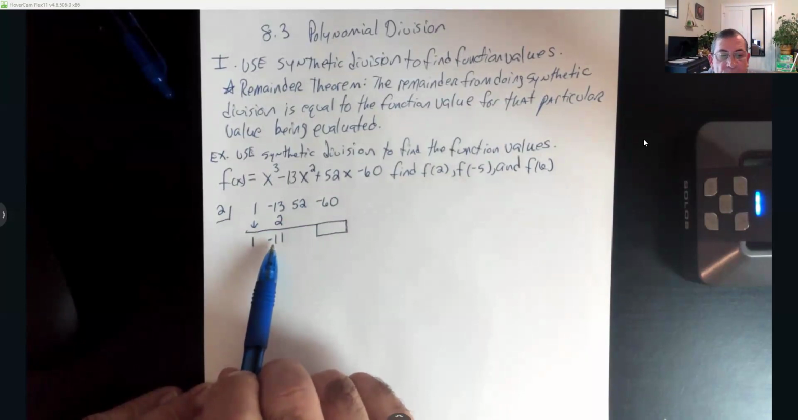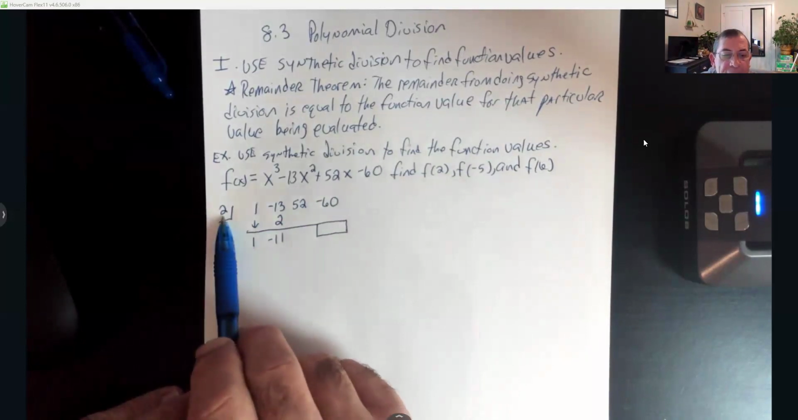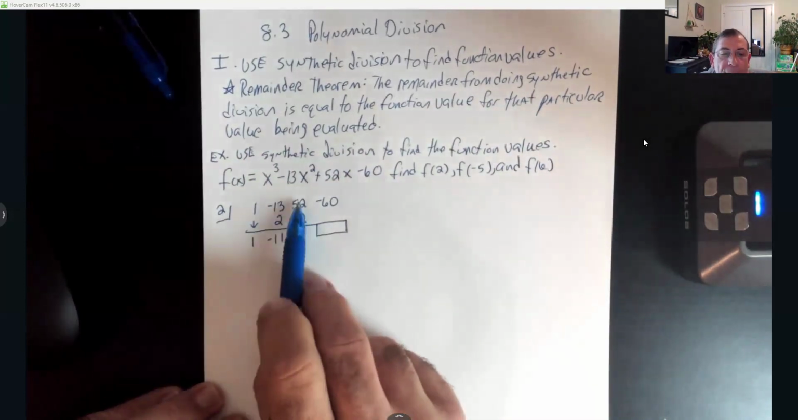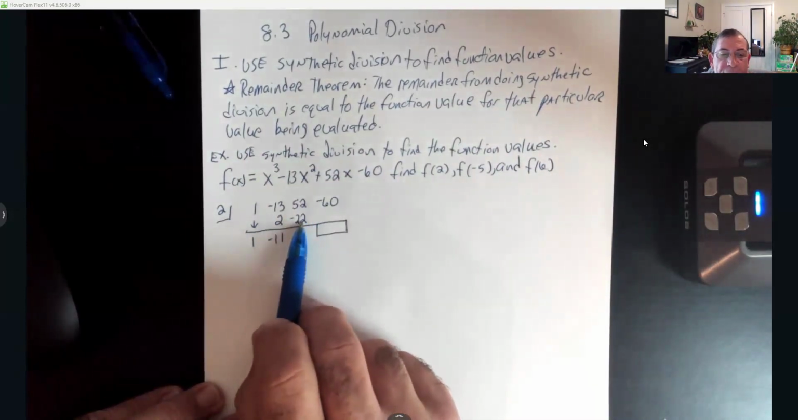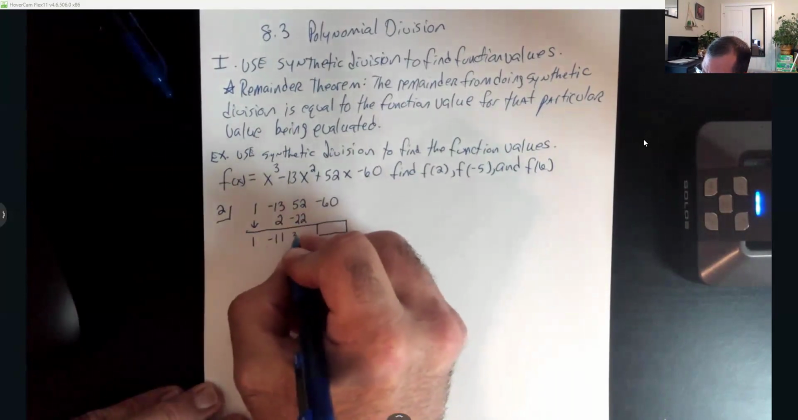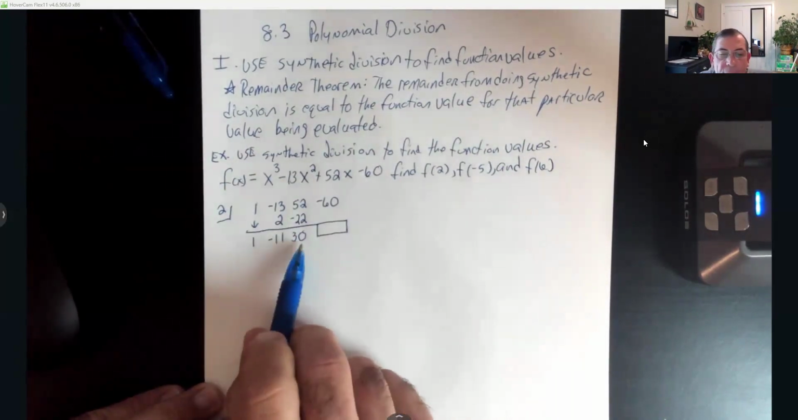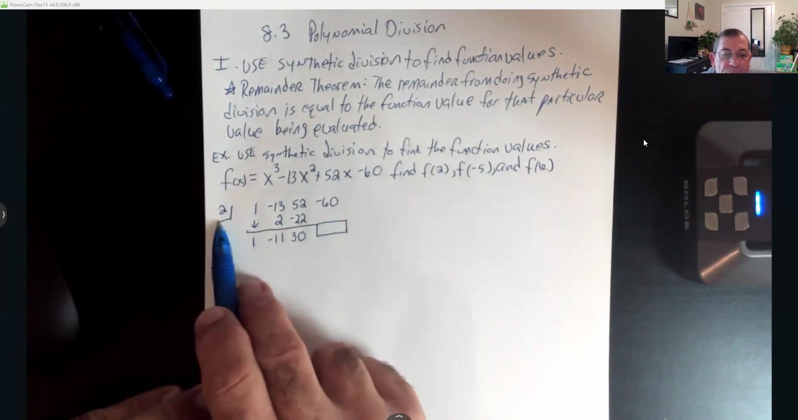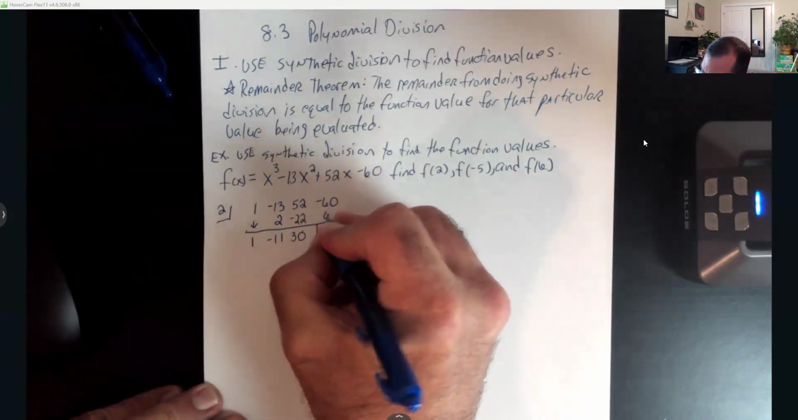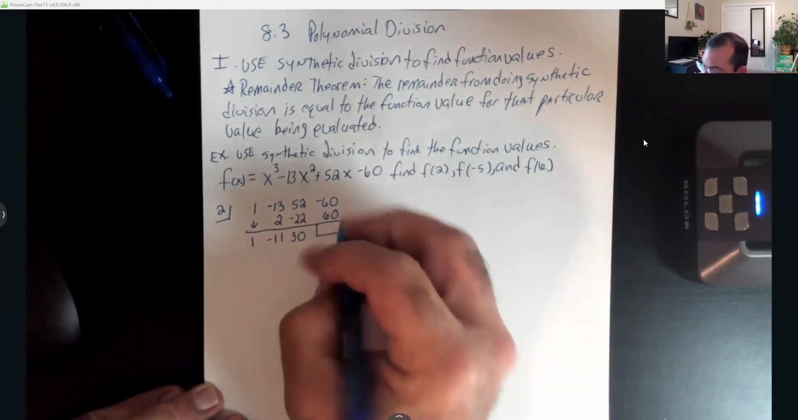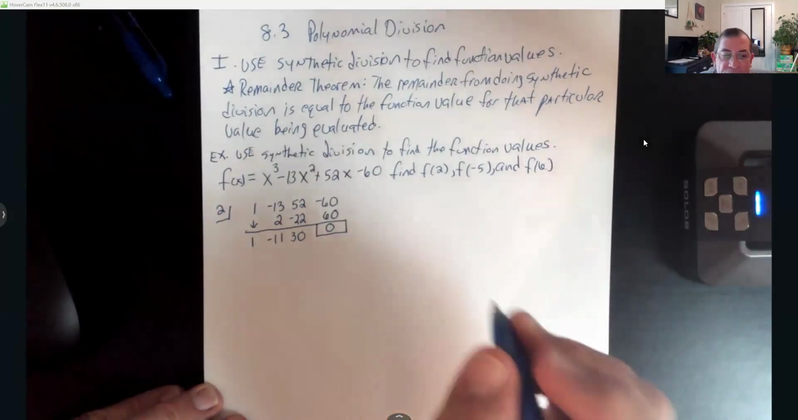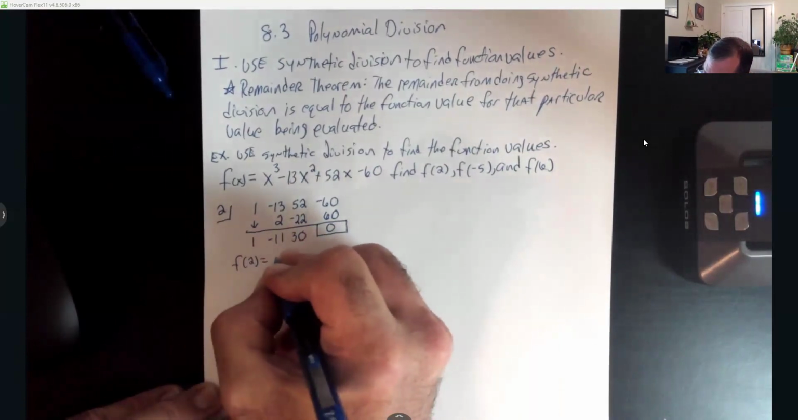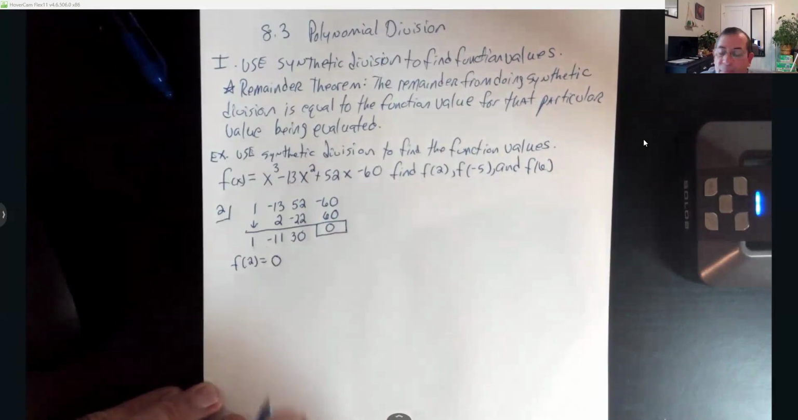Now, we're going to repeat the process. Negative 11 times 2 is negative 22. Add the column. 52 and negative 22 give you 30. And then multiply by 2 again and get the last column. So 30 times 2 is 60. And negative 60 and 60 give me 0. So y'all, that means f of 2 equals 0.